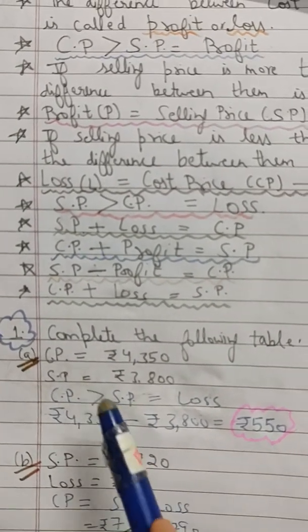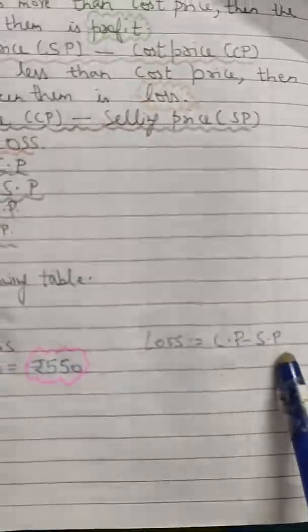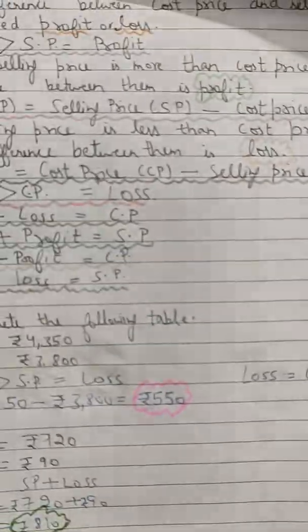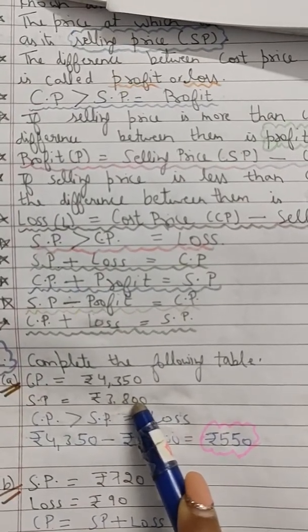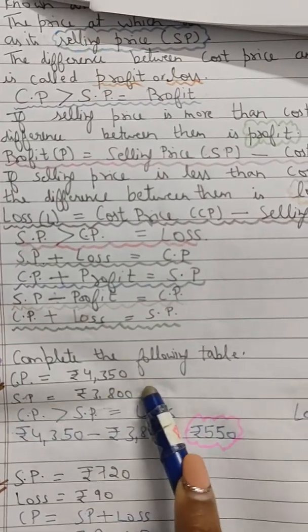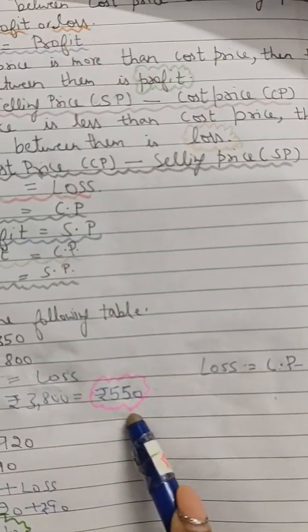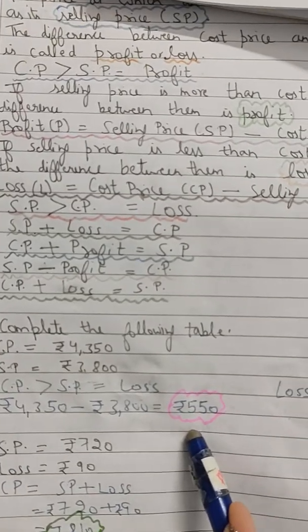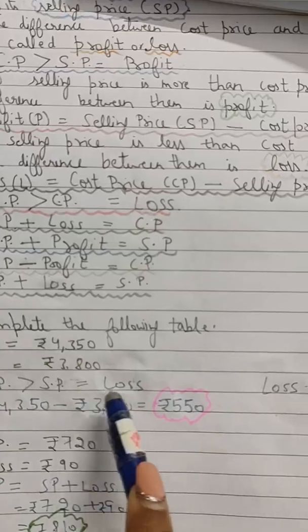Beta here CP is more than SP, it means that we are having loss, or loss is equals to CP minus SP. Loss is equals to CP minus SP. So 3,800 we will subtract from 4,350 and we will get rupees 550, as we have done in the class. So here CP is more than SP, that's why loss.